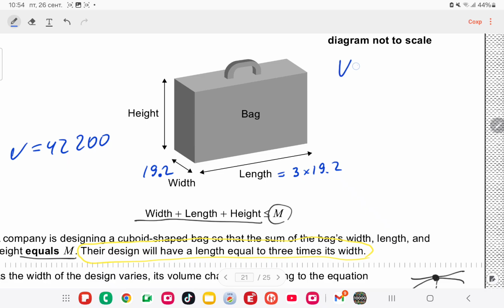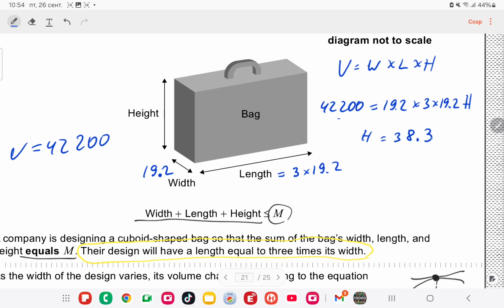The volume is width times length times height, so let's plug in everything we know: 42,200 equals 19.2 times 3 times 19.2 times height. Using the calculator we can obtain the value of the height. Height is equal to 38.3 centimeters to 3 significant figures.